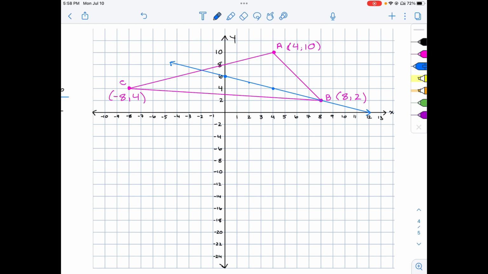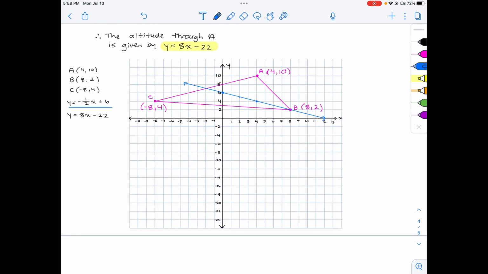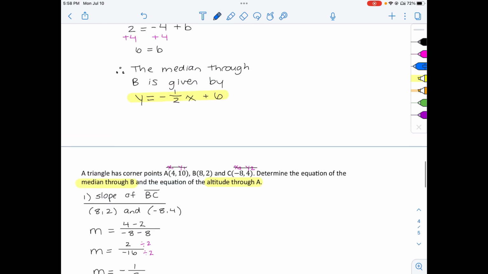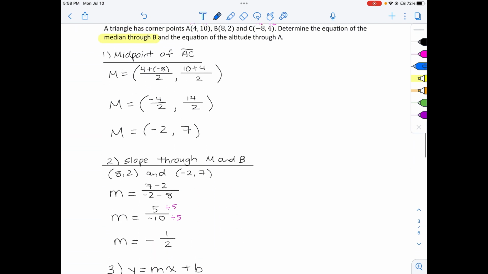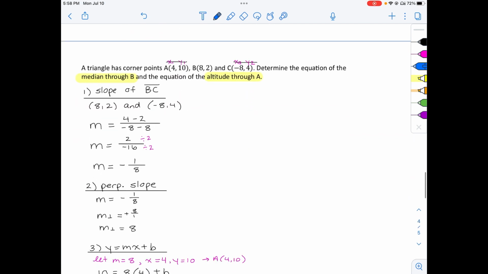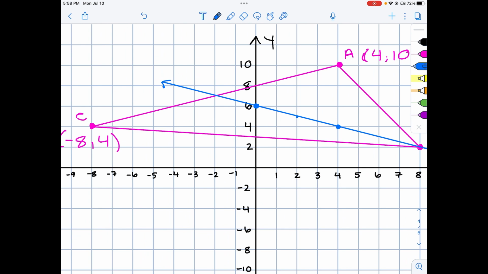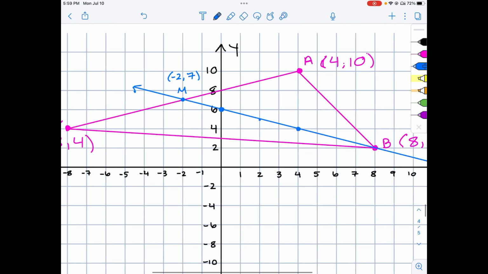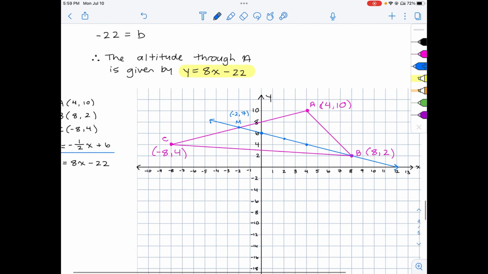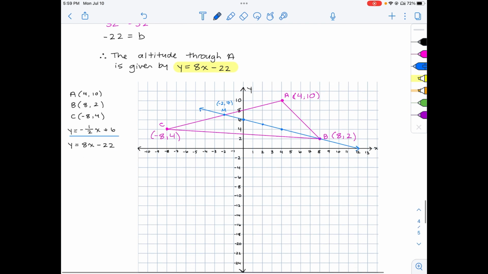And we know that that median has to go through the midpoint of AC. So I'm going to scroll back up here to see what that midpoint was. The midpoint of AC was -2.7, which, if I look here, I could have done that before. So -2.7 would be right about here. It's not perfectly exact just because it's hand drawn, but that is point M, which is -2.7. And we see that that median goes nicely through B and M. Okay, so that's what the median through B would look like for this triangle.